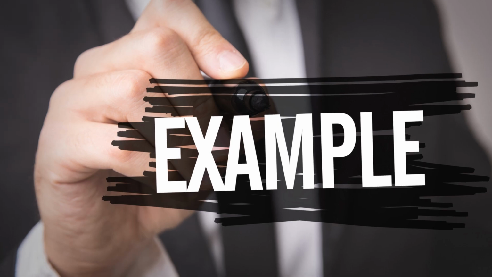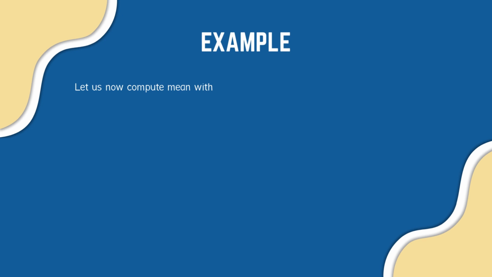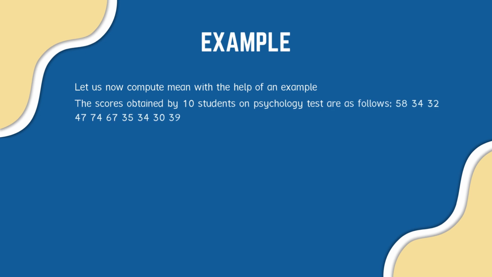Let me give you one example through which you can understand how we calculate the mean of ungrouped data. You can see on the screen a data set which is the scores obtained by 10 students in a psychology test, like 58, 34, 32, and so on. How do we calculate the mean with the help of the formula I have discussed for this ungrouped data set? There are certain steps that you need to follow.